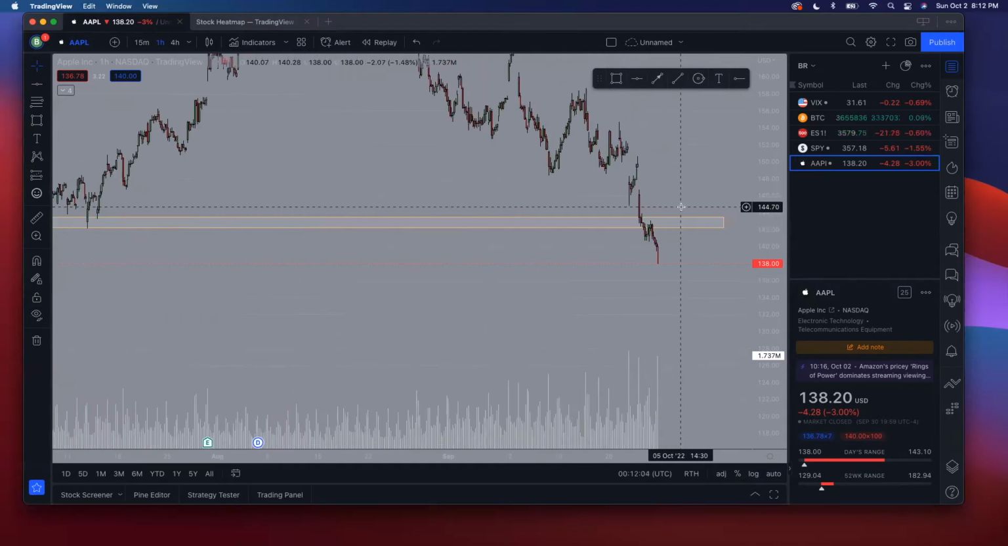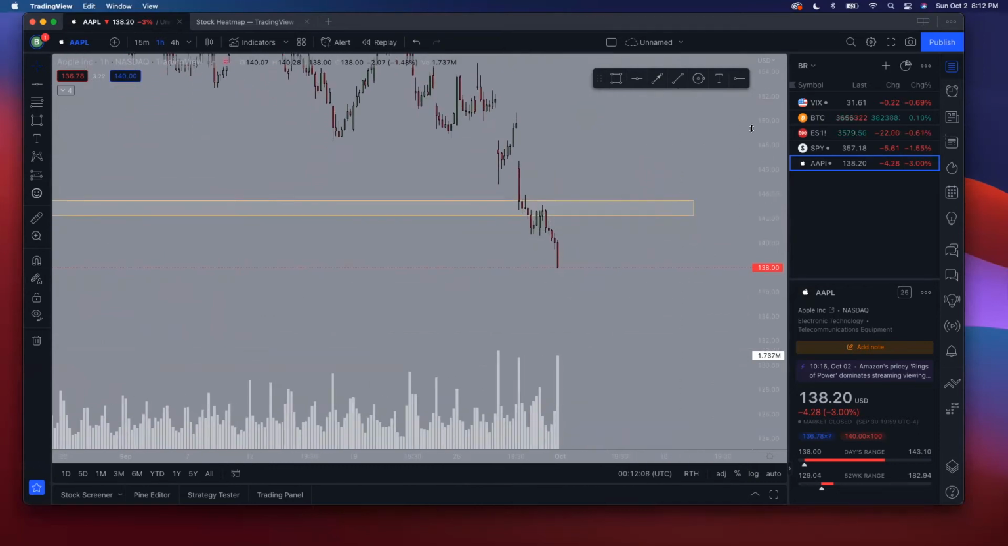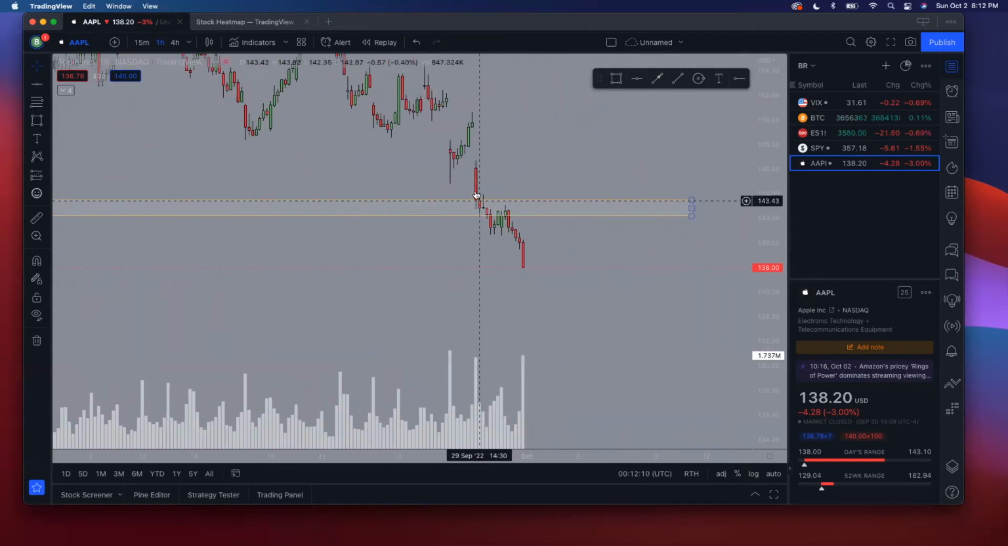So now what we're going to do is look at, okay, so when I trade a break and retest, I'm looking for a break of this level, which we had right here. There was a break, and then there was a retest. And let me know if you don't see the retest, and we can go over that.